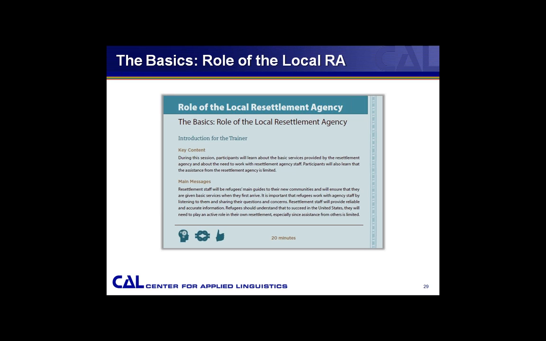Continue listening. Make sure you don't go far from the speakers. During the session preparation, the trainer is instructed to find out the resettlement agency's policy on protocol for refugees contacting resettlement agency staff, of course, if that person doesn't already know that.